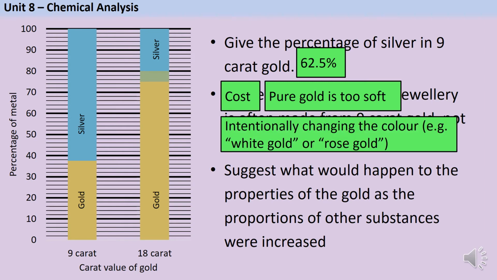Finally, we could also talk about intentionally changing the colour of the gold. So for instance, white gold or rose gold are different alloys that have different other metals added to them.